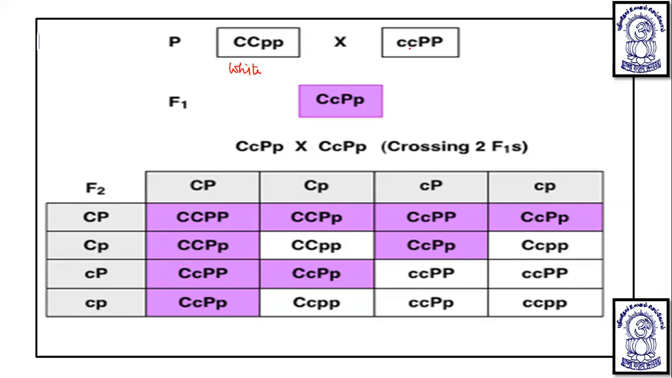Here C is recessive, so the enzyme will not be produced, and the other P is dominant. But if the chromogen is not getting produced, then there is no chance of anthocyanin. So here it is also white.